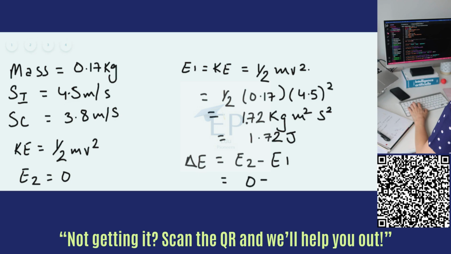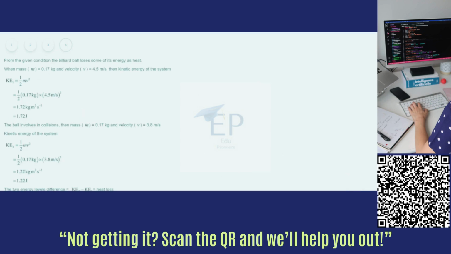From that, we can find the difference between energy states, that is E2 minus E1, which gives us 0 minus 1.72, giving us the difference of energy as negative 1.72 joules. From the given condition, the billiard ball loses some of its energy as heat. Using KE equals half mv square, we can determine the kinetic energy as 1.72 joules.